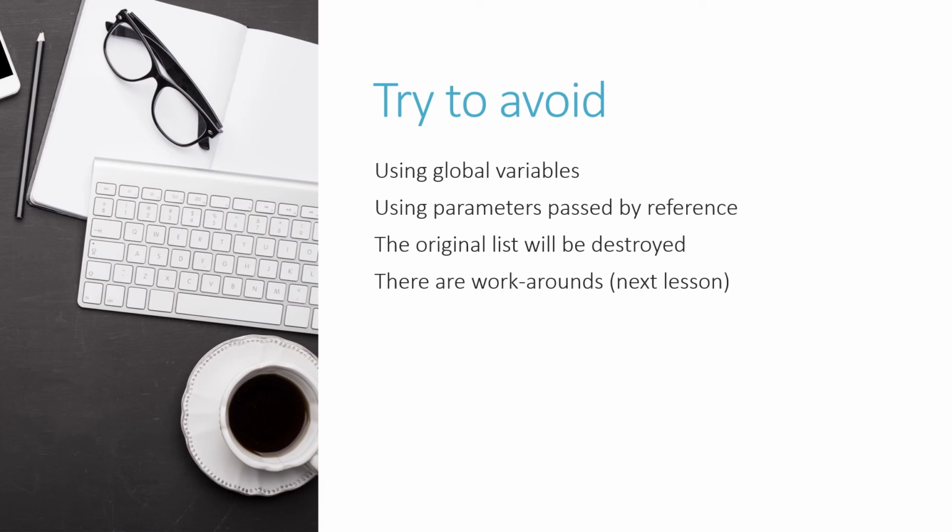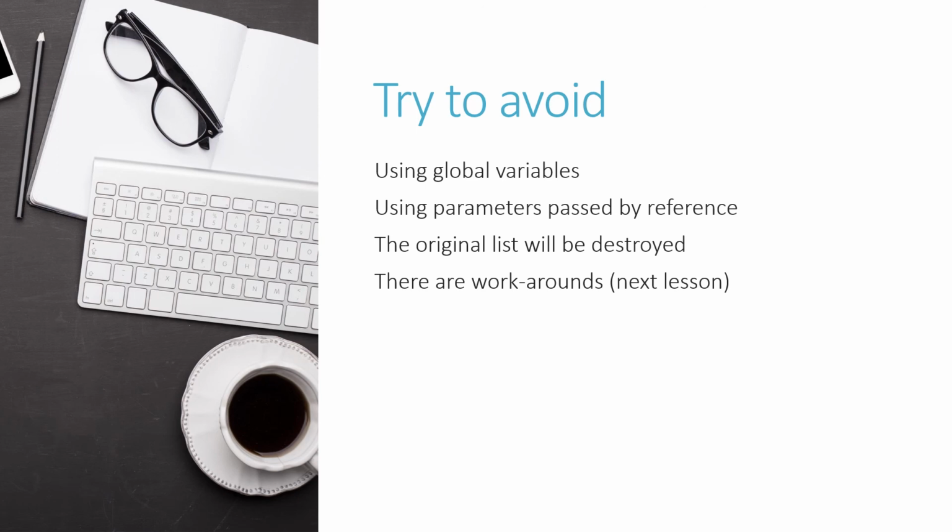Some programming languages let you pass parameters by reference, and this would be just as bad, because when you pass by reference, you give the function access to the original values, so your original list would be destroyed. There are ways to avoid these problems if you're using a language where you are stuck with passing parameters by reference, and we'll look more at that in the next lesson, other ways of doing the binary search to avoid these problems.